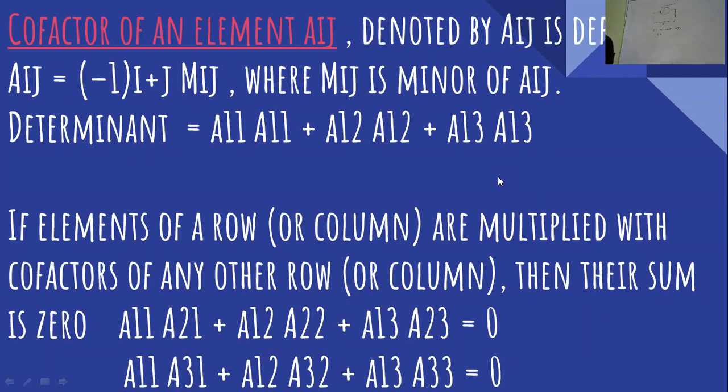If elements of a row or column are multiplied with cofactors of any other row or column, then their sum is 0, such as a11 into A21 plus a12 into A22 plus a13 into A23 is equal to 0, and so on.